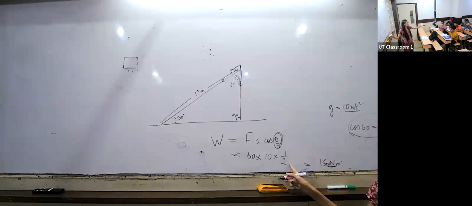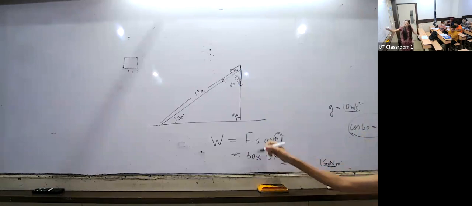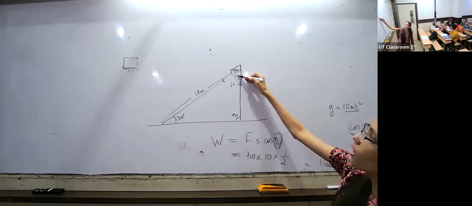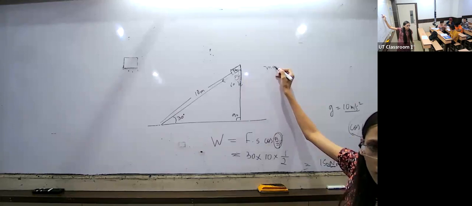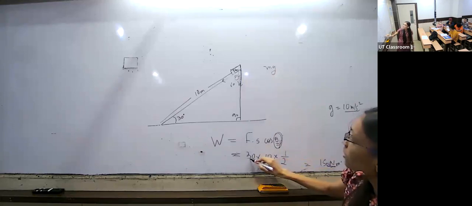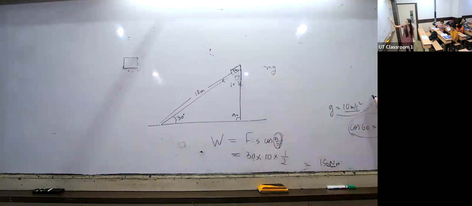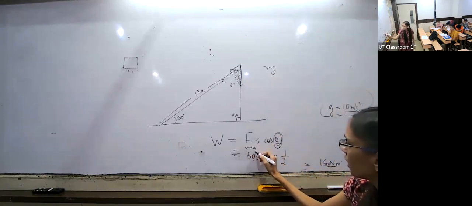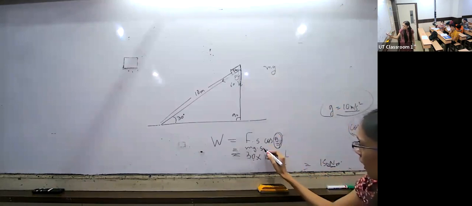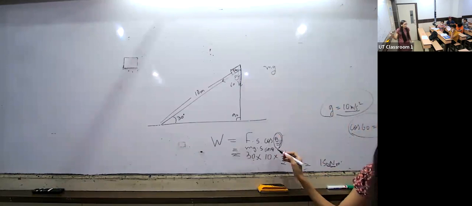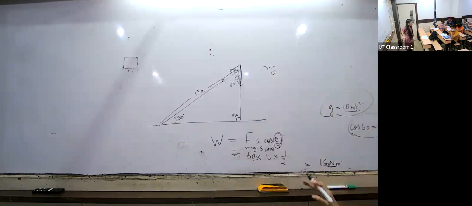Any other doubts? Let's clear them one by one. The force is for a 3 kg mass, and what will the force be? M into G. So M is 3 and G is 10, because I made it very easy for you. I told you to take G as this. So it is MG for force, and S is 10, and this is cos theta. Any other doubt?